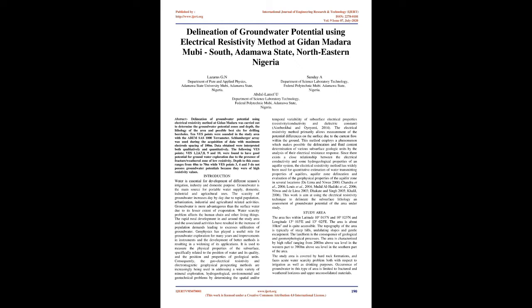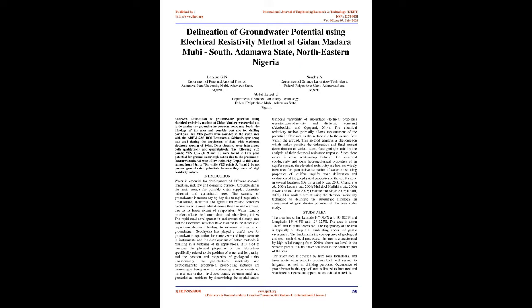Introduction. Water is essential for development of different sectors: irrigation, industry, and domestic purpose. Groundwater is the main source for potable water supply, domestic, industrial and agricultural uses. The scarcity of groundwater increases day by day due to rapid population growth, urbanization, industrial and agricultural related activities. Groundwater is more advantageous than the surface water due to its lesser extent of evaporation. Water scarcity problem affects the human chain and other living things.